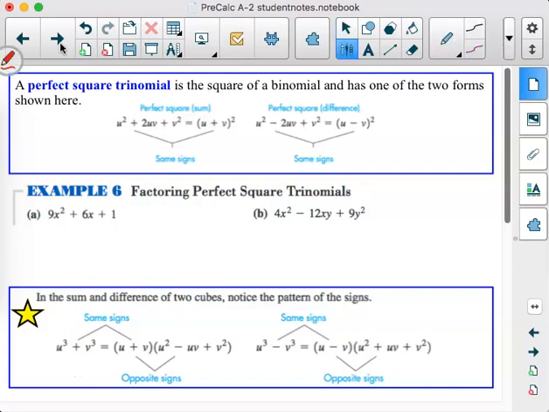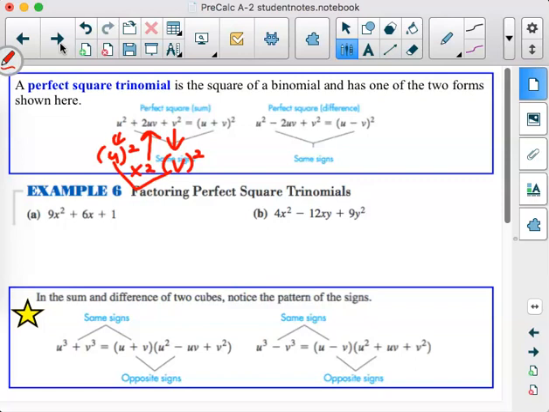So here's what we're looking for if we're going to factor. We're going to notice that this is u squared, and then the last term is v squared. So those are perfect squares. In order for this to work, when we multiply u times v and double it, we have to get the middle term. Otherwise, it's not a perfect square trinomial.